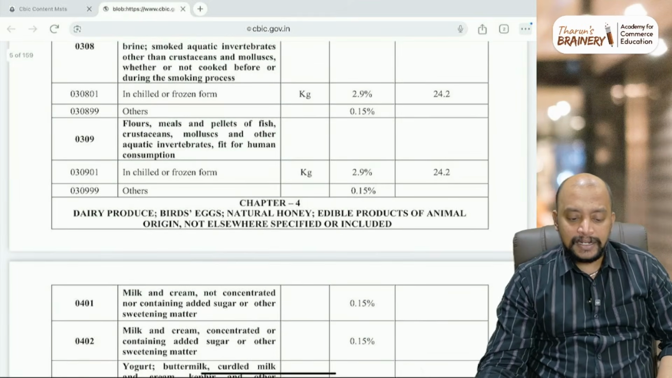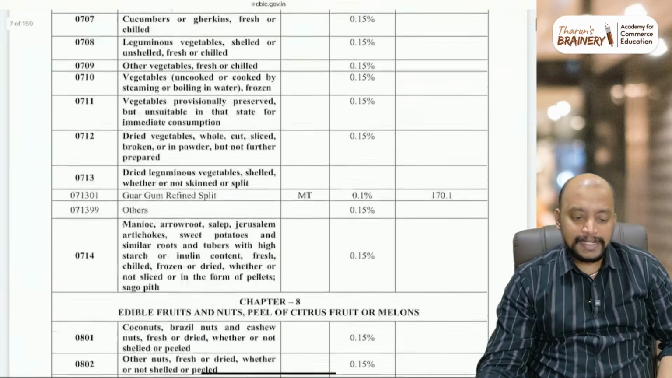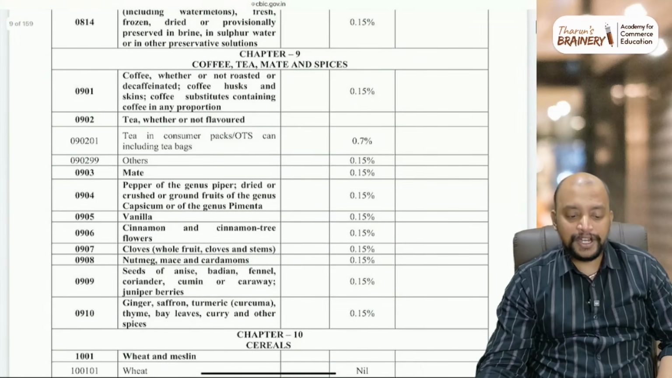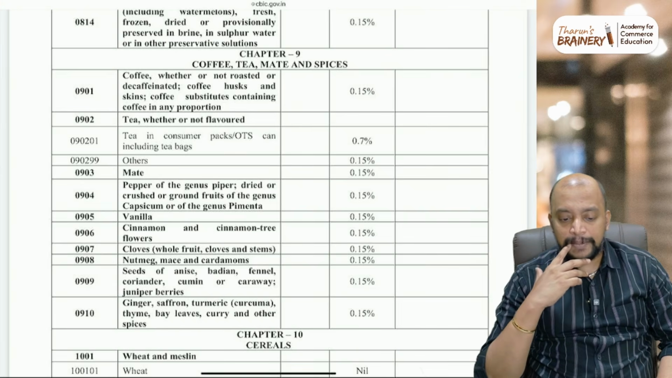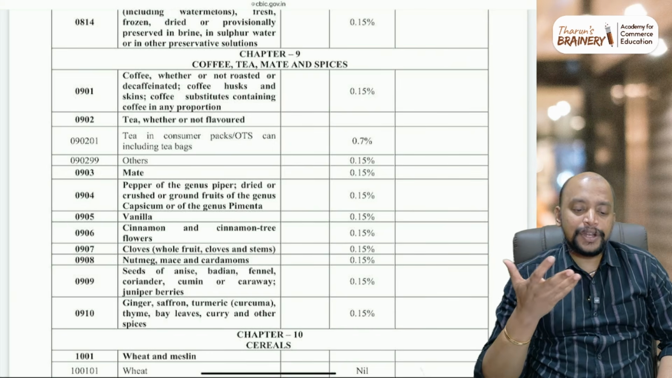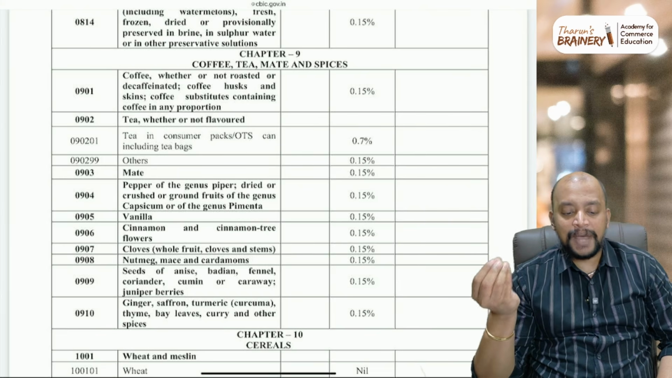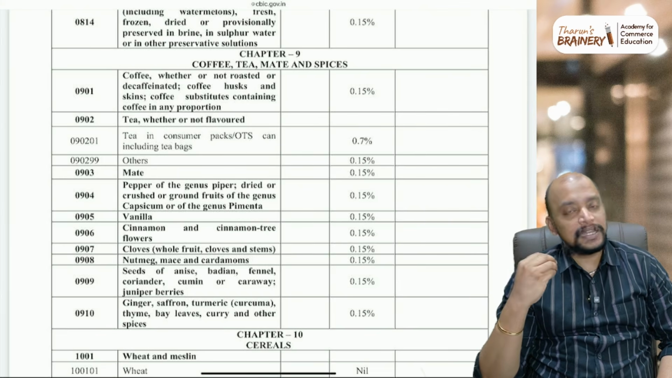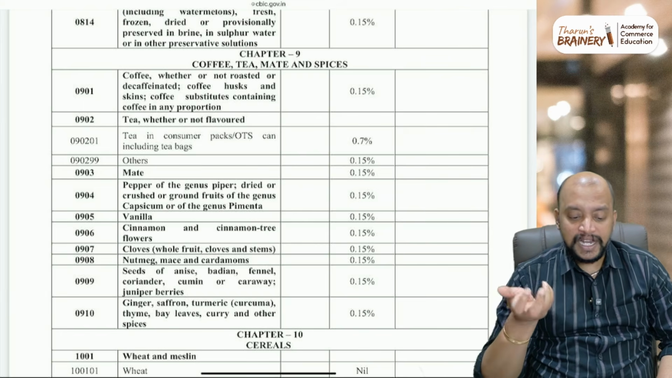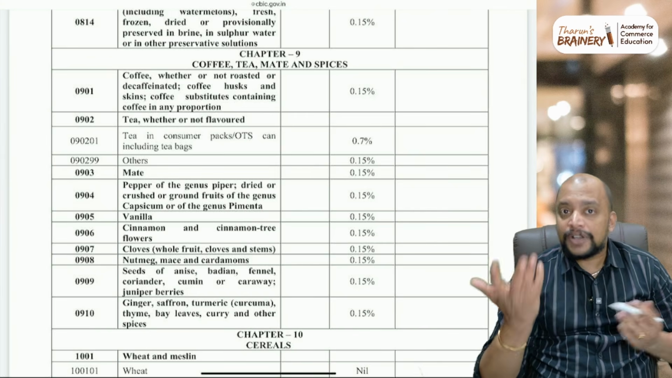Okay. And in this, if you see, for certain products you may not be able to find the duty drawback. For example, green tea. There is no duty drawback given. 0901, 0902 tea, whether or not flavored, 090201 tea in consumer bags, and others is given. But green tea specifically is not mentioned. So what is the duty drawback in case of green tea? It is not given.